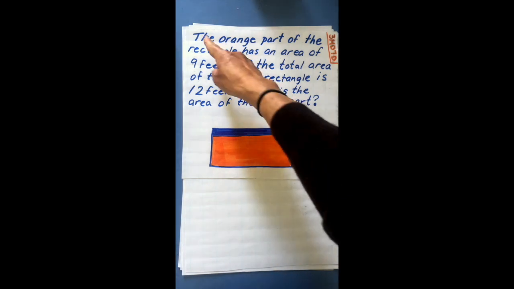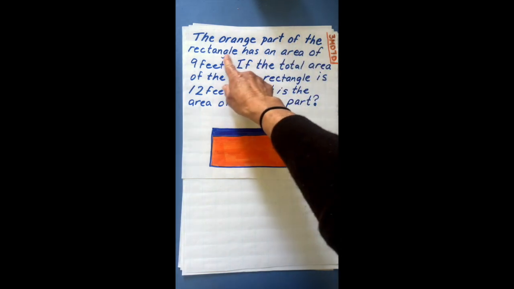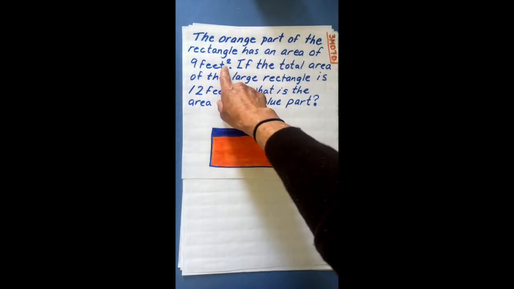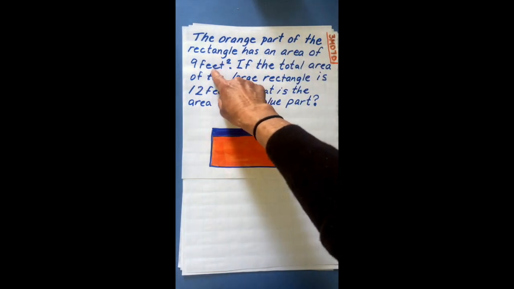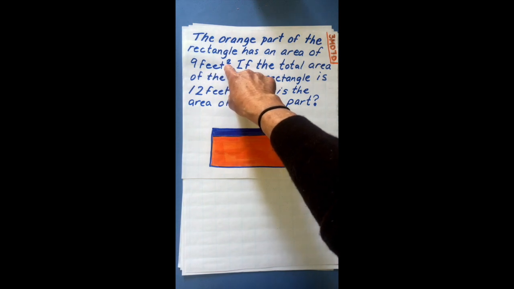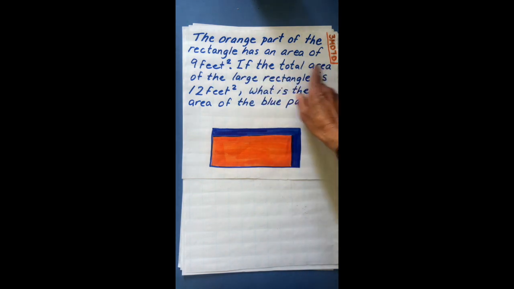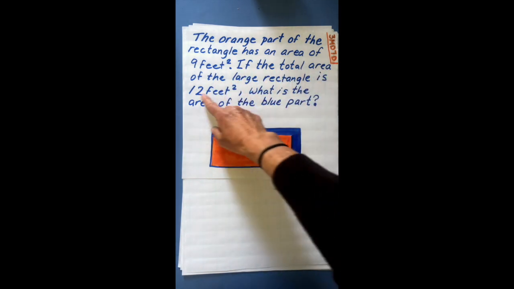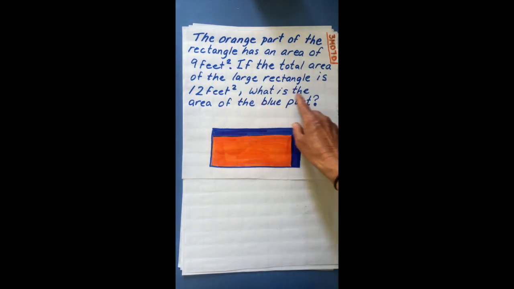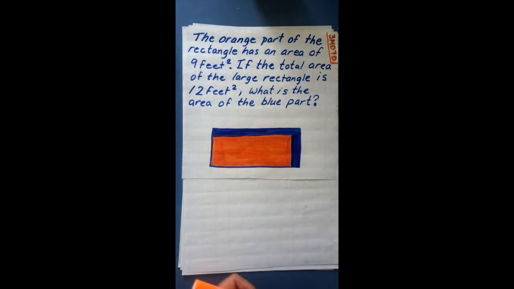So first question. The orange part of the rectangle has an area of 9 feet squared. So remember this, just this 2 up here means square. Okay, so this means 9 feet squared. If the total area of the large rectangle is 12 feet squared, what is the area of the blue part?